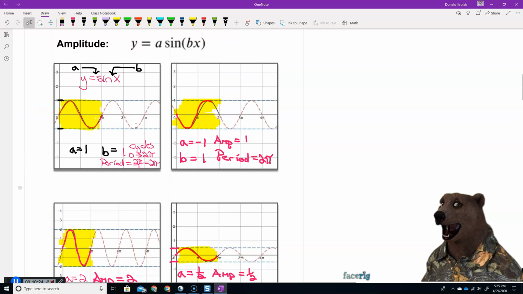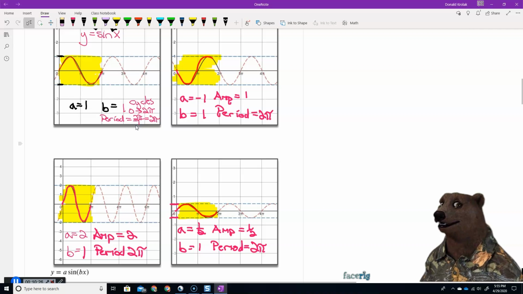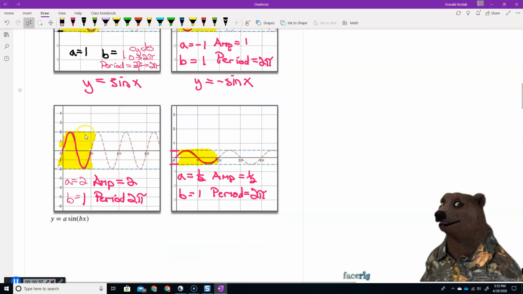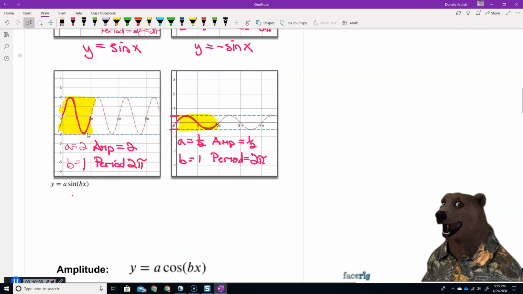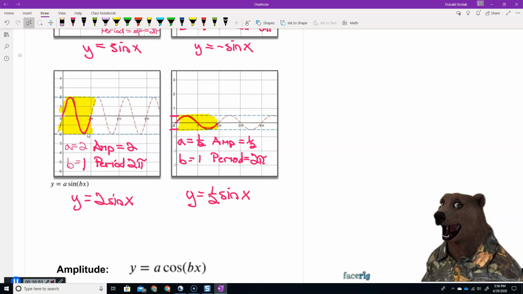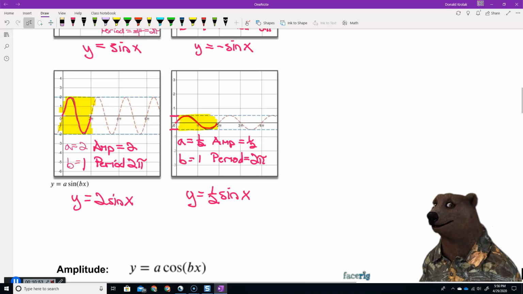Okay? And I didn't do that on these here, so let me do that real quick. So this is 1 sine x. This is negative 1 sine x. Okay, this was y equals 2 sine 1x. And this one was y equals 1/2 sine 1x. Okay, alrighty.